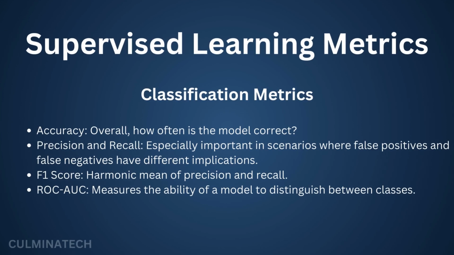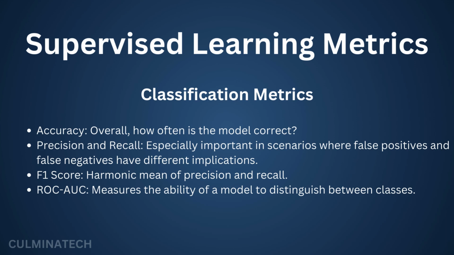Let's look at classification metrics. So here we have accuracy, precision, recall, F1 score, ROC-AUC. The accuracy is basically overall how often is the model correct. So it measures how the model makes the right prediction, how often that happens. So it's like checking how many answers you got right on a test out of all the questions you answered. That is accuracy.